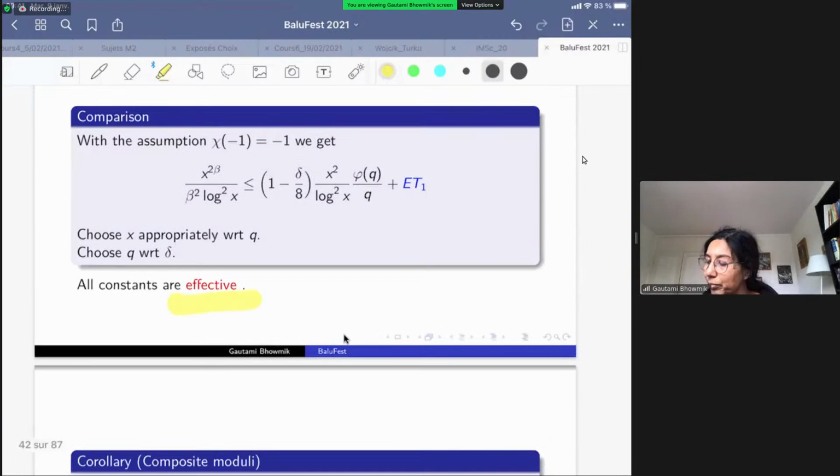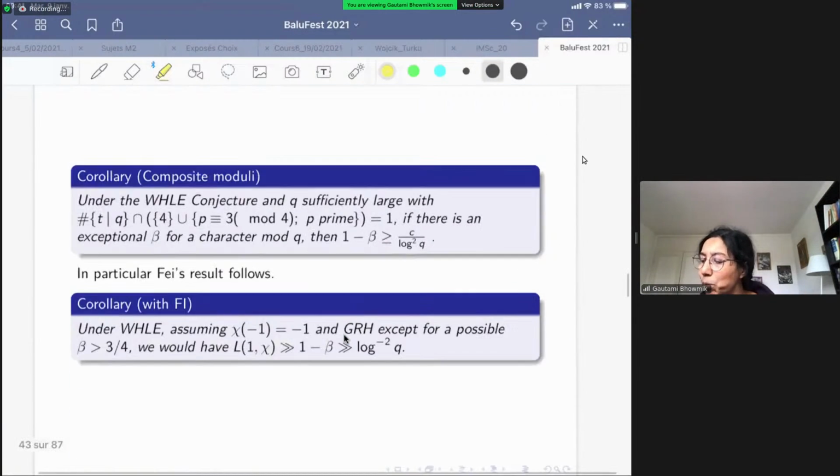Okay. So now what has happened is from phi's case, we have moved to including some composite moduli. Phi had only prime moduli, and phi also had the case.